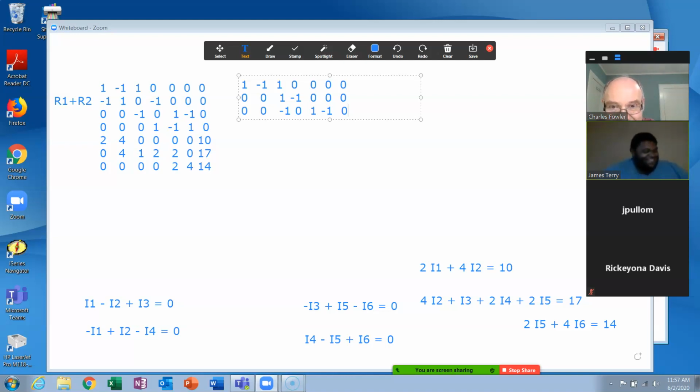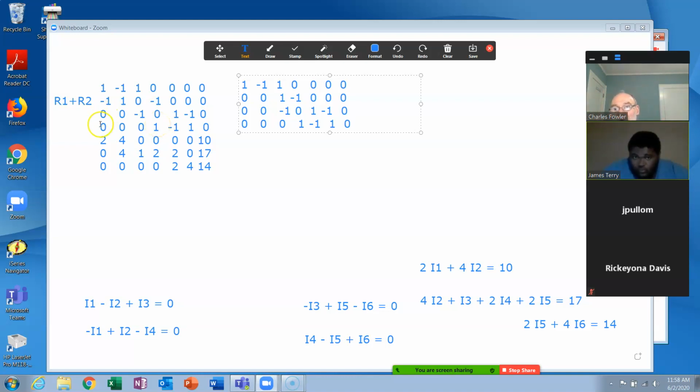Okay. Now, the fourth row, it has a 0 right where we want it, so we write that down. So it's a 0, 0, 0, 1, -1, 1, 0. All right, fourth row stayed the same.